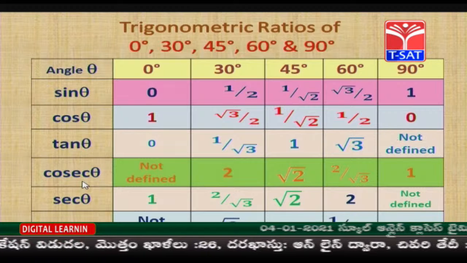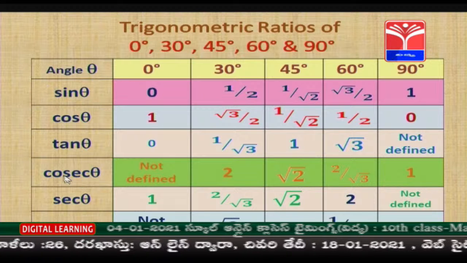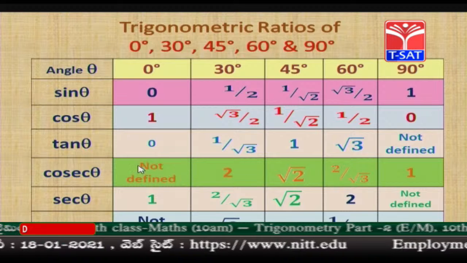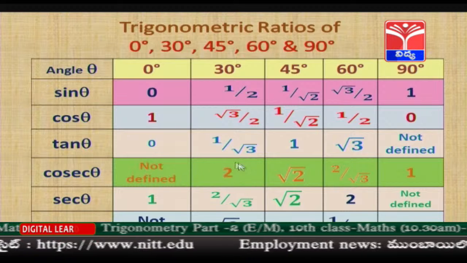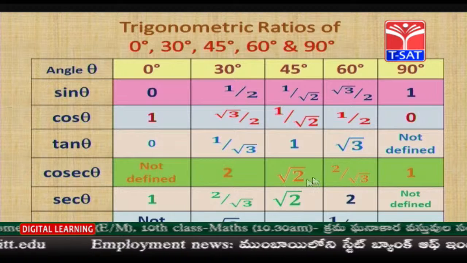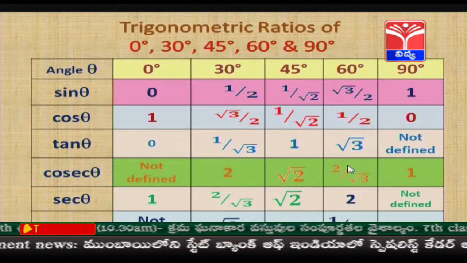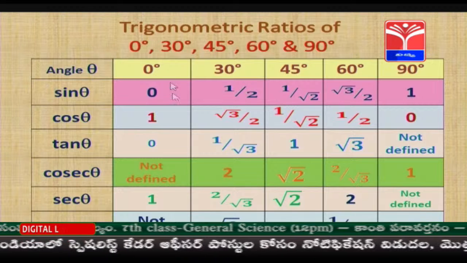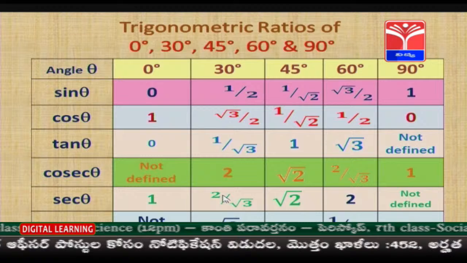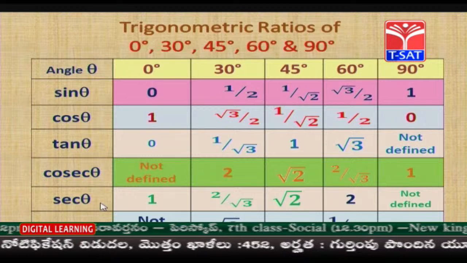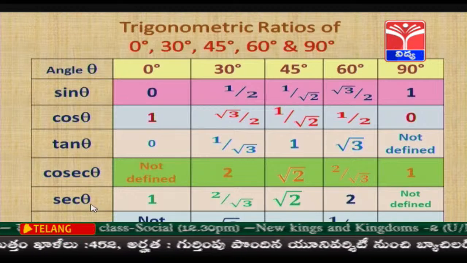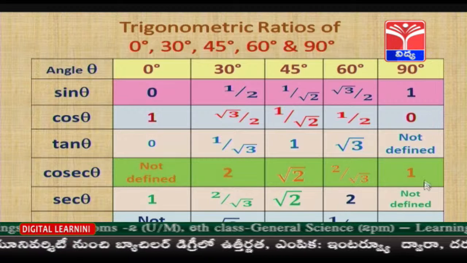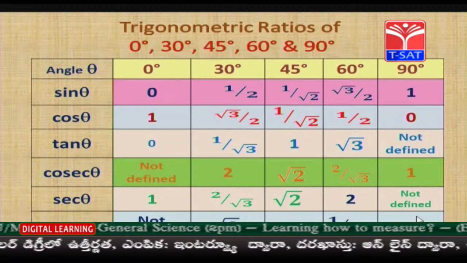Now, similarly, when you come to the cosec, which is the reciprocal of sin theta, 1 by 0, we can't say it is defined. So, not defined. Cosec 30 degrees, how much is it? 2. Cosec 45 is root 2, cosec 60 is 2 by root 3, cosec 90 degrees is 1. Now, come to the secant, that is sec theta. Sec of 0 degrees is 1, sec of 30 degrees is 2 by root 3, sec of 45 degrees is root 2, secant of 60 degrees how much? 2. Secant of 90 degrees, that is 1 by 0, here also it is not defined.